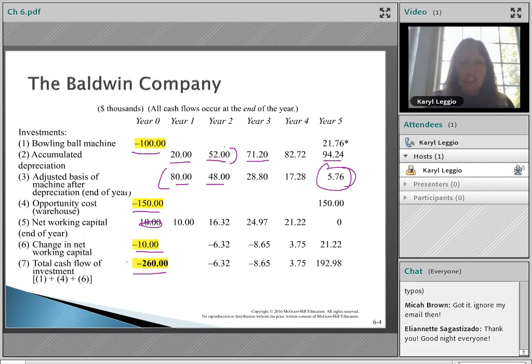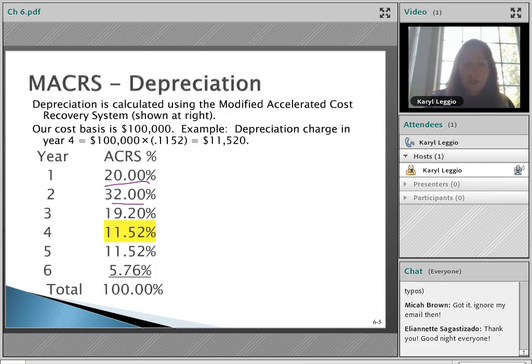So this is not a spreadsheet. This is just trying to help you see how they came up with the salvage value. So depreciation, as we see here, is we have the schedule. It's 20% of the $100,000 the first year, 32% of the $100,000 the second year, 19.2% of the $100,000 the next year. And you'll see our project only lasts for 5 years. So at the end of the 5th year, we still have 5.76% that hasn't been depreciated. So that is going to become relevant when we start talking about capital gains.